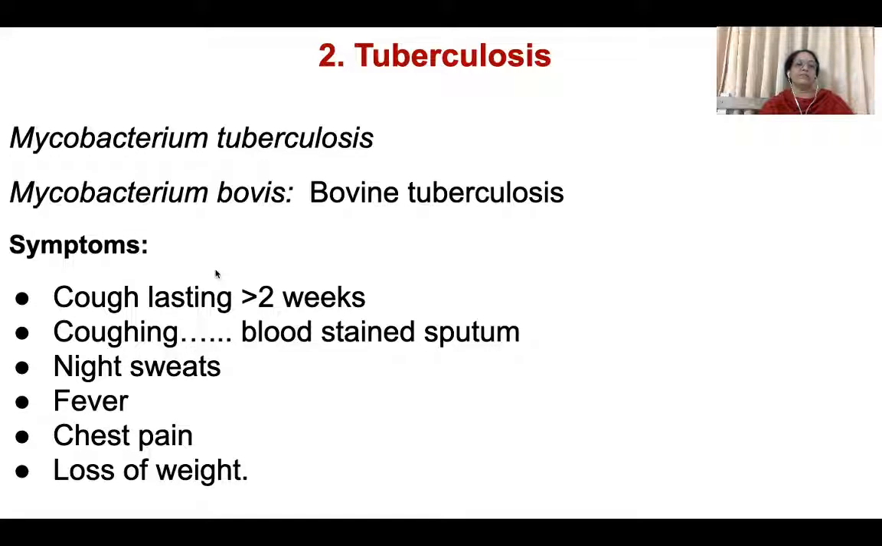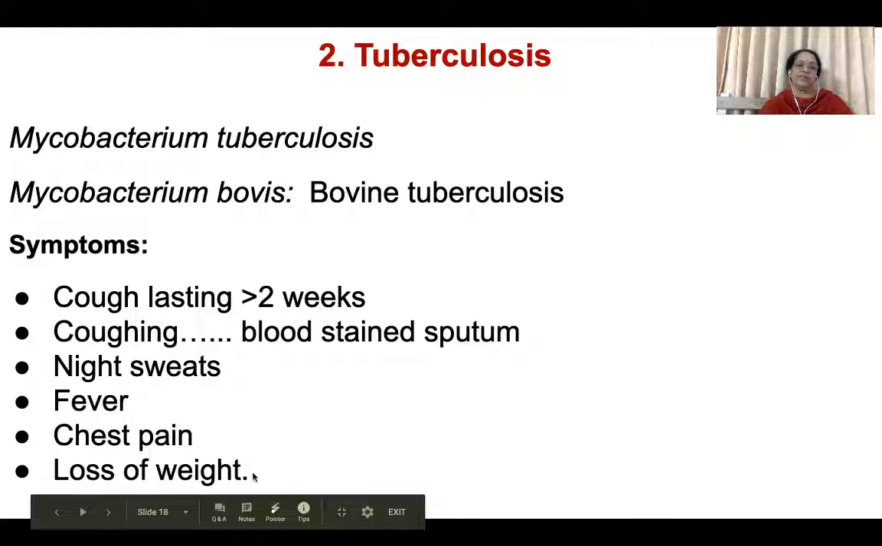Here, symptoms in case of TB: there is a continuous cough lasting more than 2 weeks, as well as a febrile illness, that is a low grade fever in the initial stages. In the later stages, blood is present in the cough. This is called blood stained sputum, which is again a characteristic symptom of TB. There is night sweat, chest pain, as well as loss of weight.